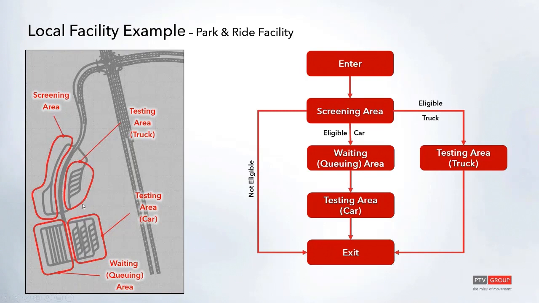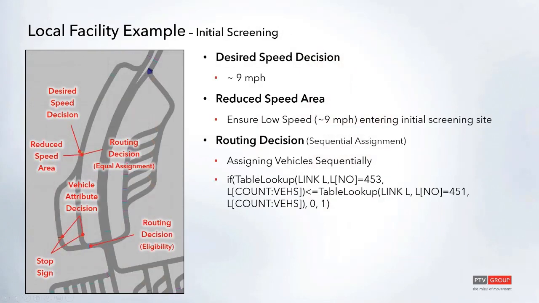Otherwise, the trucks will be sent to the truck area, and the cars will go down to an initial waiting or queuing area where they can sit and wait. And then from there, they can go into the secondary testing area. So in this case, we're going to send all the vehicles here to the initial testing site. Again, we're going to use that sequential vehicle assignment. So we're going to assign vehicles going back and forth between each of these lanes.